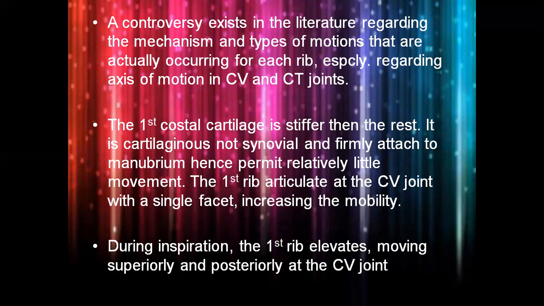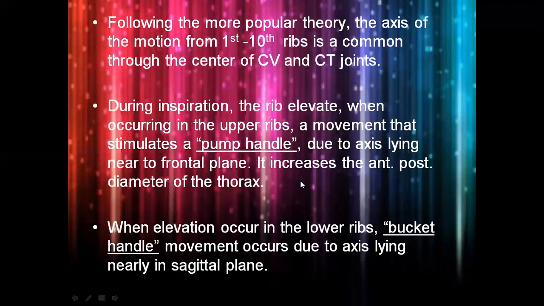So during inspiration, the first rib elevates, moving superiorly and posteriorly at the CV joint. When this occurs in the upper ribs, a movement known as the pump handle movement occurs, due to the axis lying nearer to the frontal plane, and this increases the anterior-posterior diameter of the thorax. When elevation occurs in the lower ribs, bucket handle movement occurs due to the axis lying nearly in the sagittal plane.